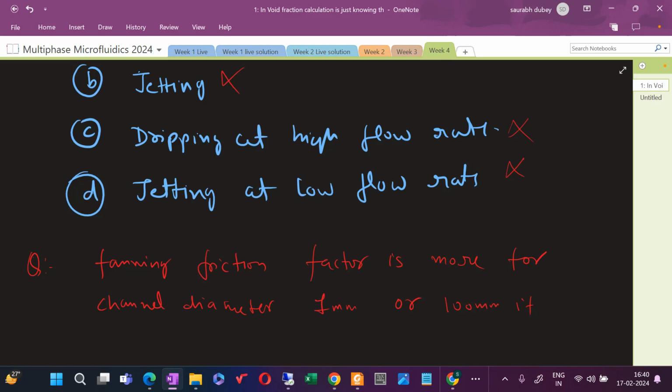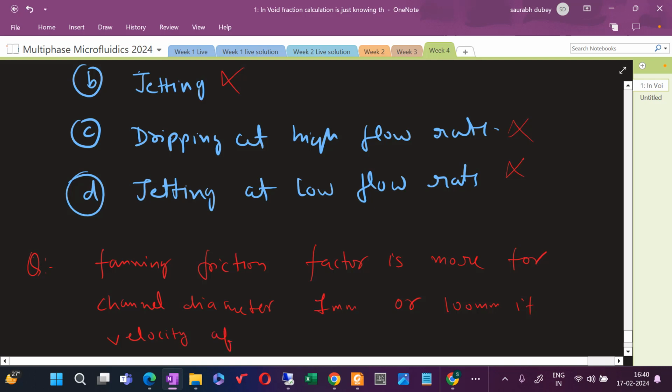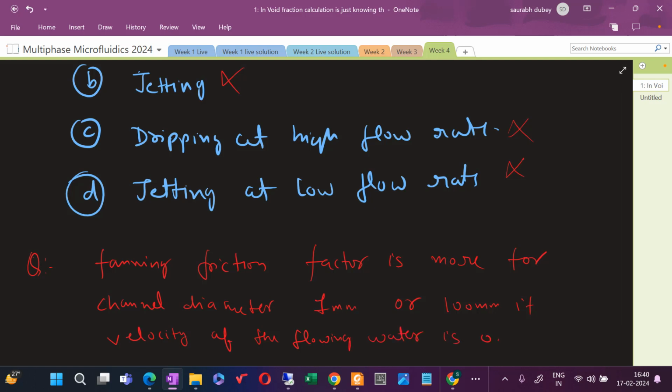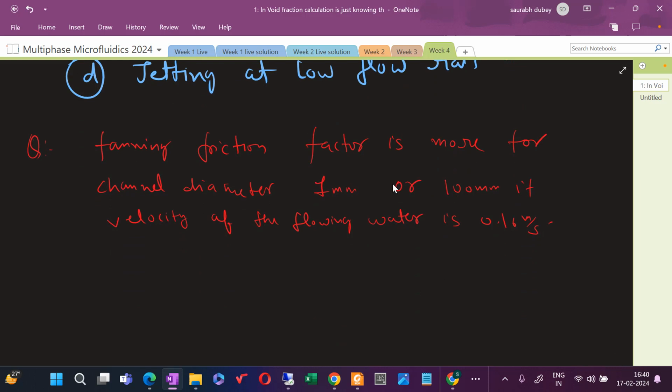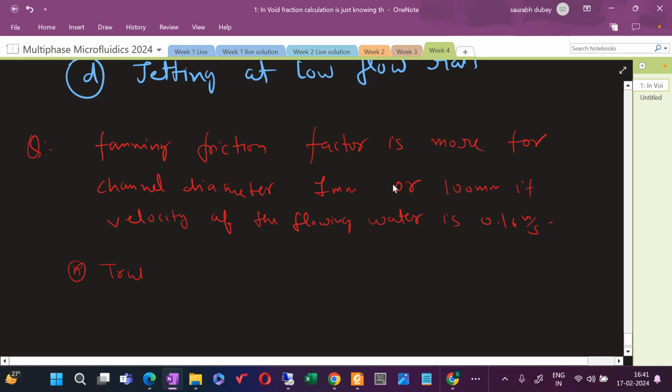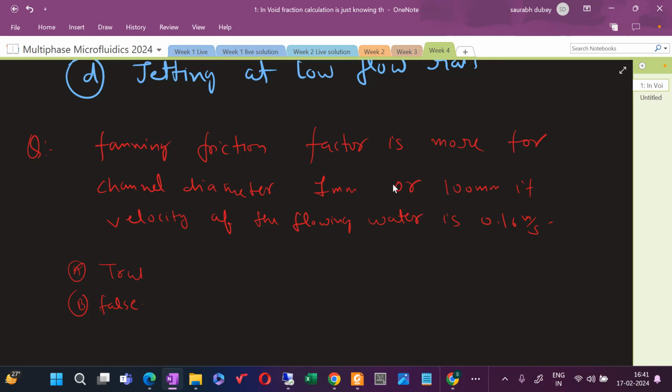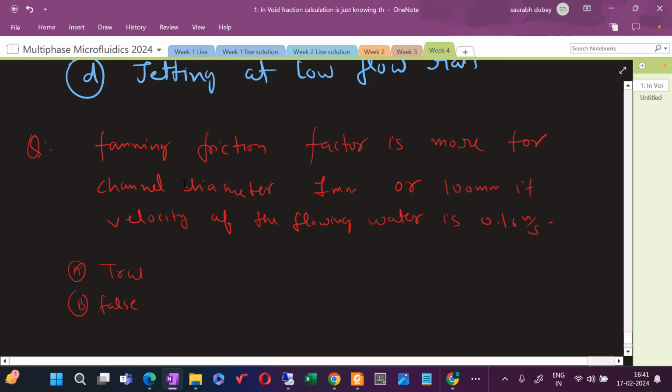If the velocity of the water is 0.16 meter per second, for what is it more? So the question is true or false. It says that for 1 mm you are having more fanning friction factor than the 100 mm, given the same, as it is water, density is 1000 and the viscosity is 0.001 pascal second. So now the fanning friction factor has been asked, and the answer to this is what?